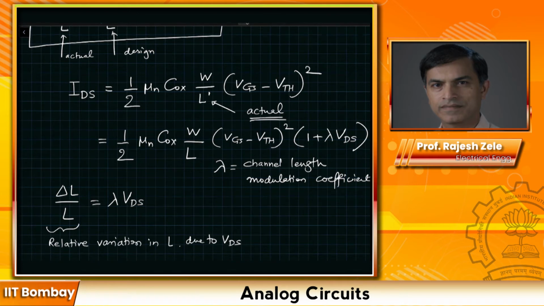One more piece of insight here is that delta L for a given transistor or a given process would stay about the same. So by increasing the channel length, we can reduce the percentage variation in the actual channel length. So for example, if you increase the channel length L, then automatically you would reduce lambda.